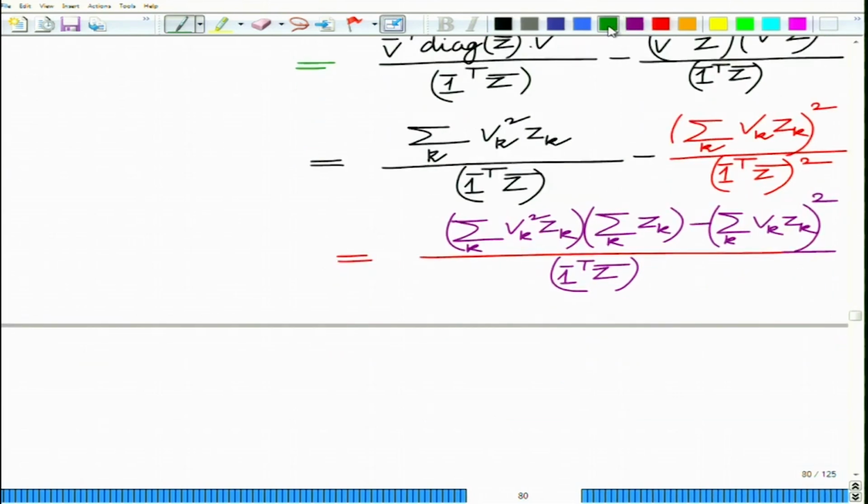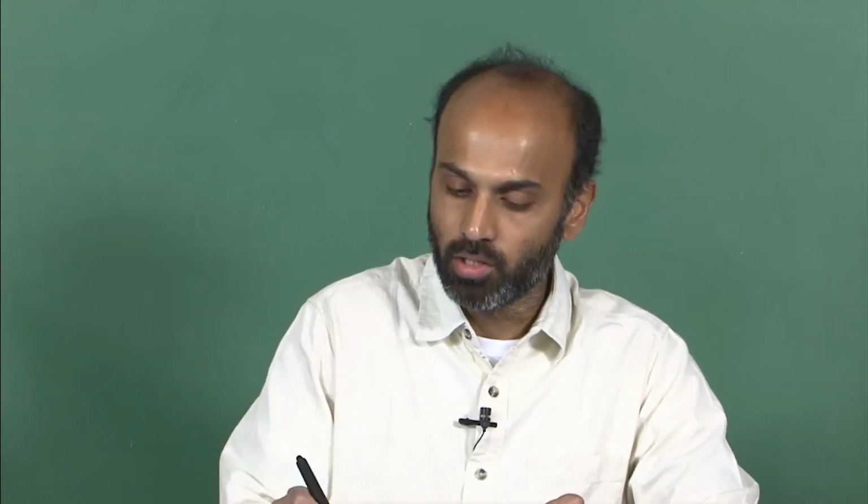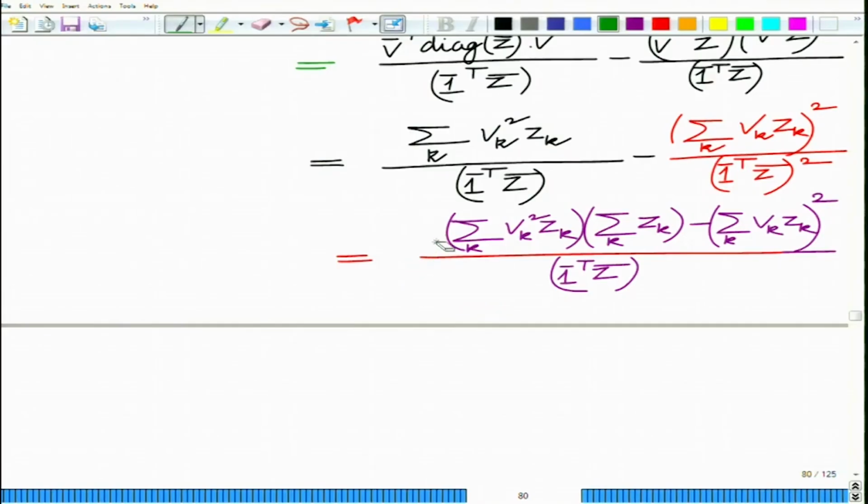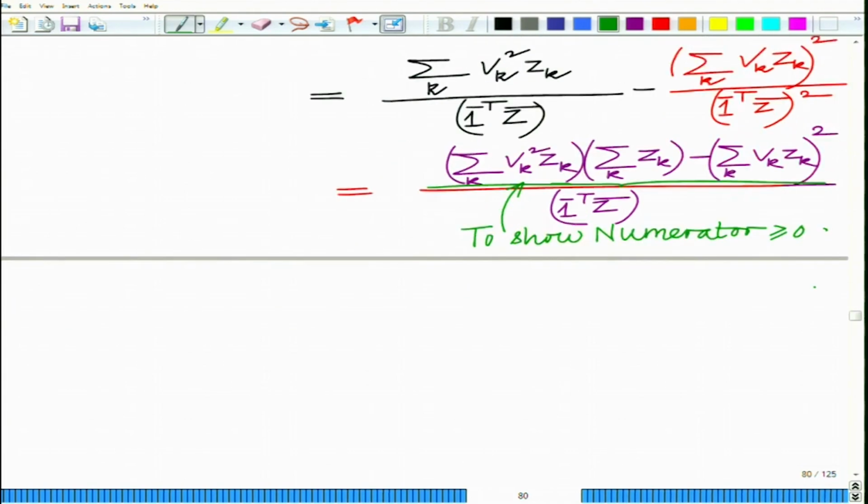Now to demonstrate that this is positive semi-definite, we have to demonstrate that V bar transpose the Hessian times V bar is greater than or equal to 0 for any vector V bar, which in turn implies that the numerator of this expression has to be greater than or equal to 0, and that is something that we are going to show in a straightforward fashion now. So we want to show that the numerator is greater than or equal to 0.